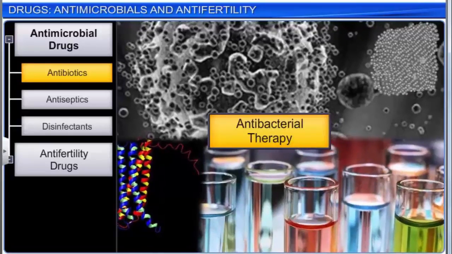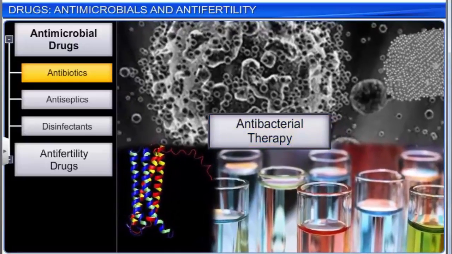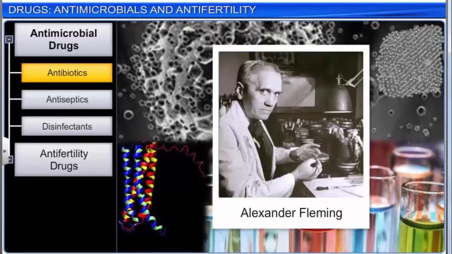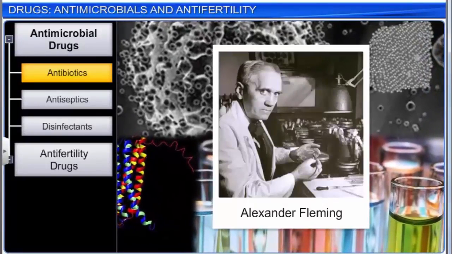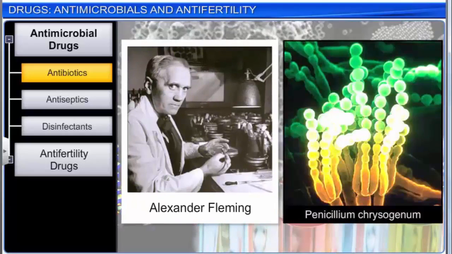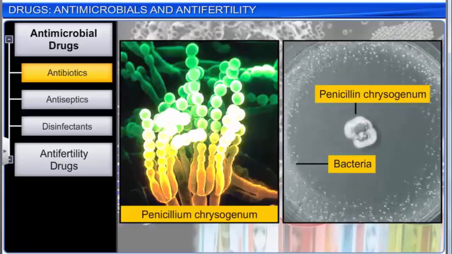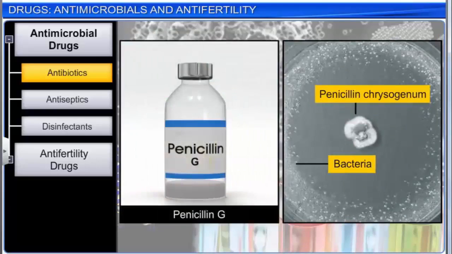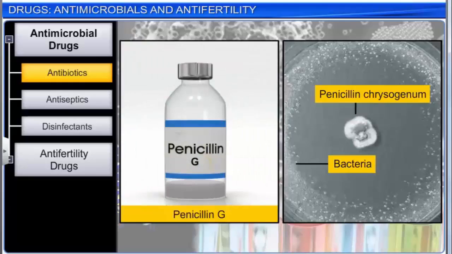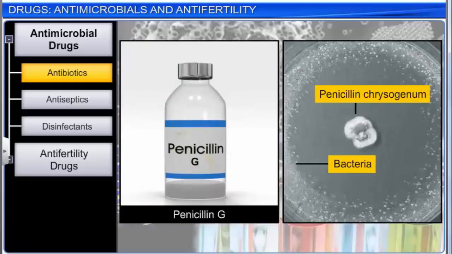The real revolution in antibacterial therapy began with the work of Alexander Fleming. He showed that molds such as the Penicillium species can produce antibacterial chemicals. Fleming's discovery and the isolation of penicillin marked the beginning of modern antibiotics.